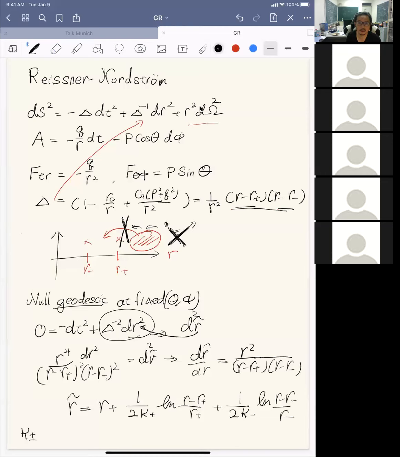Can you guys see this k plus minus thing here? Is it too little? I mean, is it too in the bottom? Yes, too low. Okay, too low.